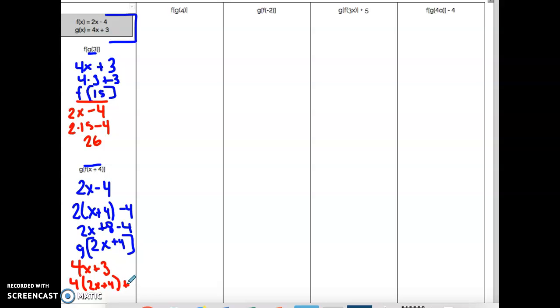And then plus 3. This should be 8x plus 16 plus 3. And we can combine 16 and 3 to give us 19. So this should be 8x plus 19. I do not have room to do that. At this point, I'm going to have you pause and try these 4 on your own. Let's see what you can do.